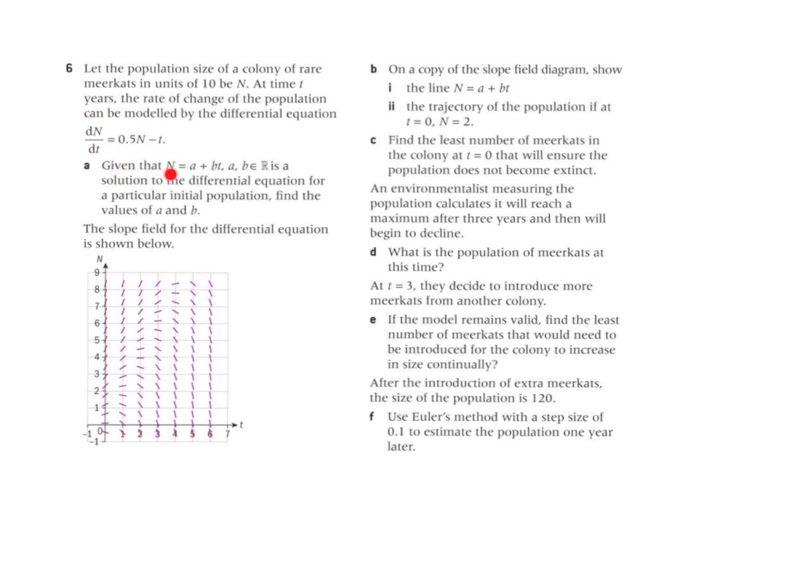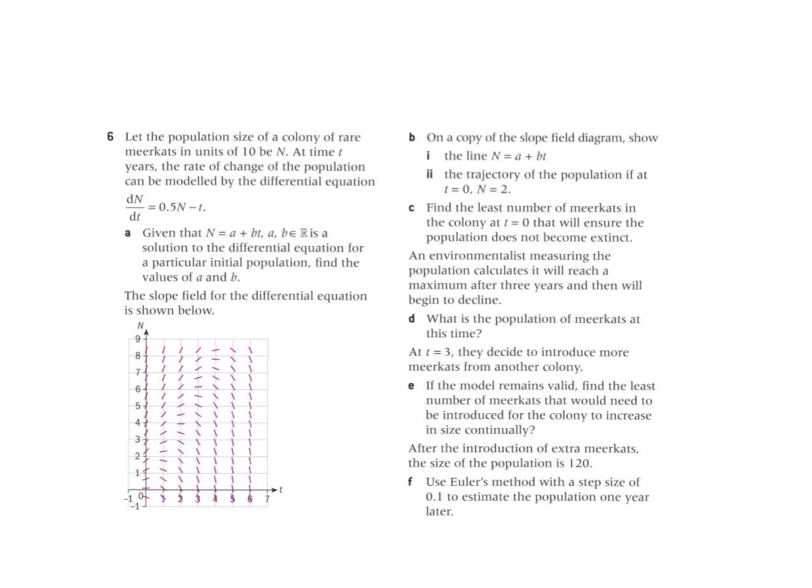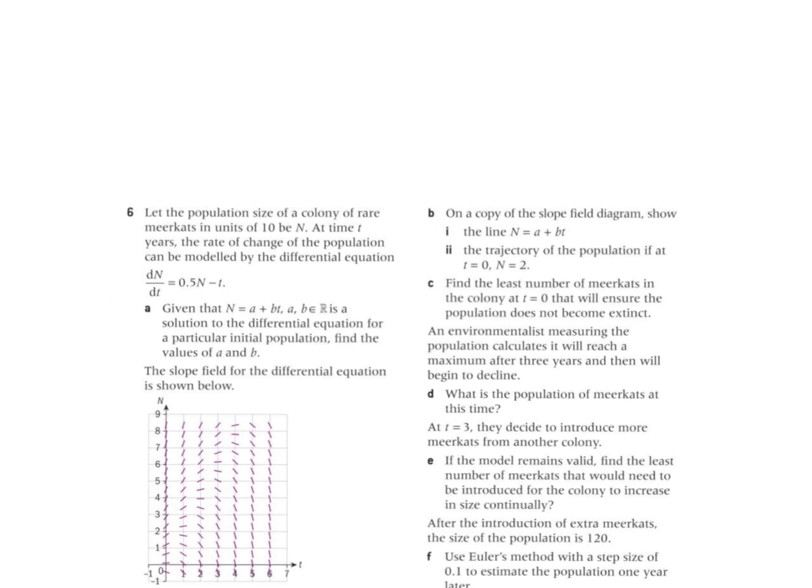We're given that n equals a plus bt. We want to find a and b, if it is a solution to this particular differential equation. Find the values of a and b. Well, if it is a solution to that differential equation, one of the things I know then, if I take this equation, if I find the derivative with respect to t, I end up with b. So therefore b must be the same as this scenario because they're both the derivative.